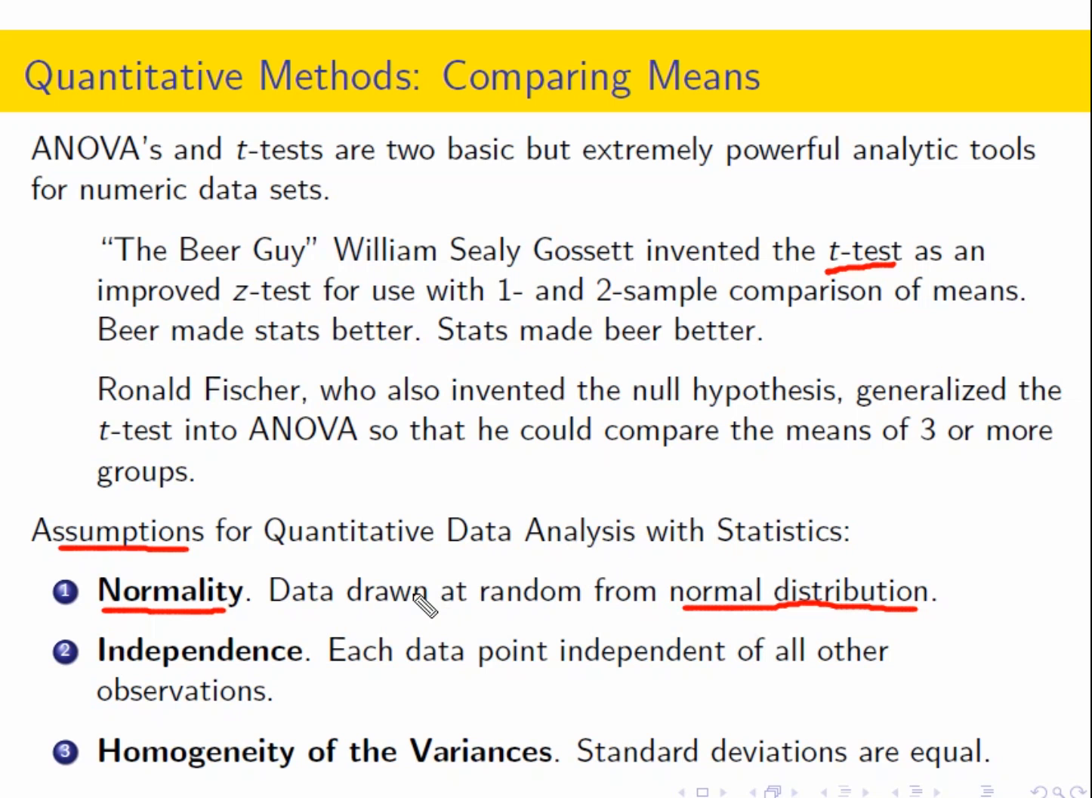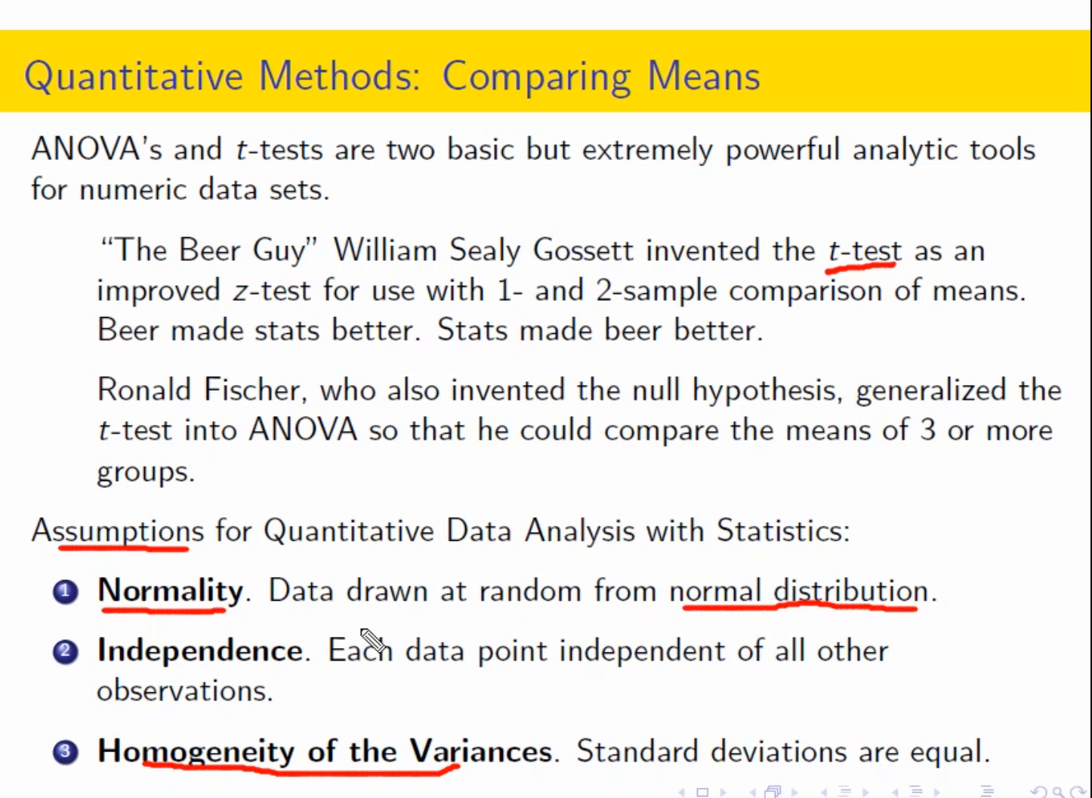It says that each data point is independent of all the other observations. The researcher needs to assure that that happens when he or she is doing the research, collecting the data. The third one is something we can check with statistics. Homogeneity of the variances just means that the standard deviations are equal. What we're saying is that for any population or subpopulation in our hypothesis, all the standard deviations are equal.